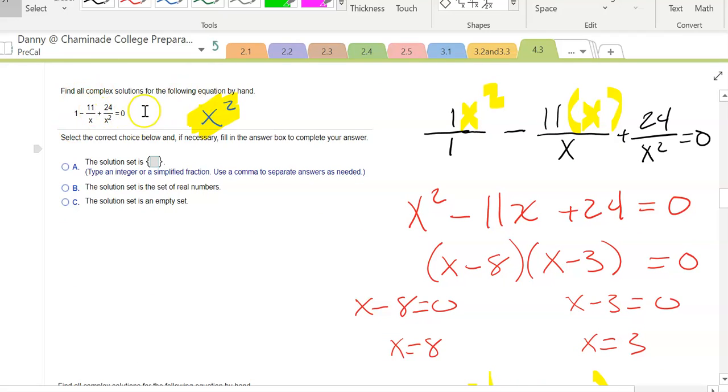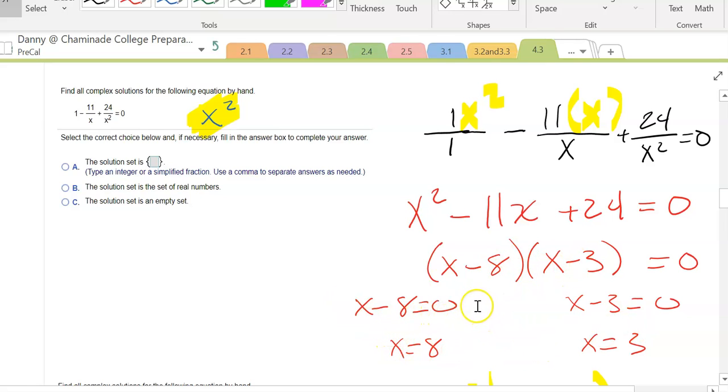We see our common denominator is x squared, so I'm multiplying this times x squared. I'm multiplying this one times x, and this one I don't multiply by anything because I already have the common denominator. And I end up with this quadratic equation, which you can use the quadratic formula to solve. We can factor like I did here.